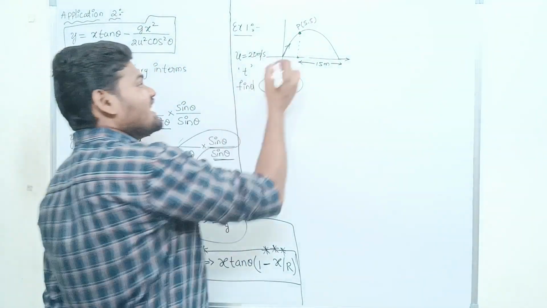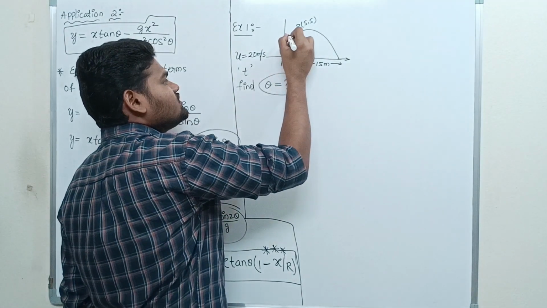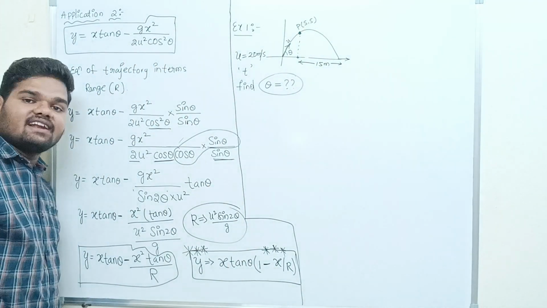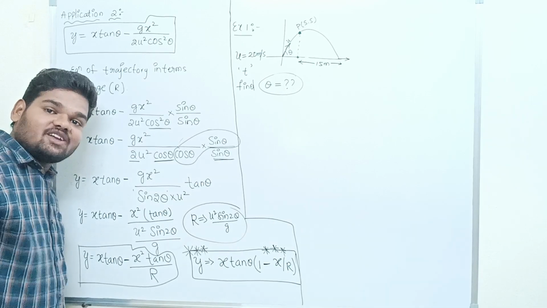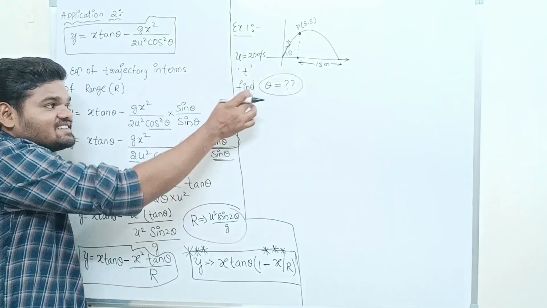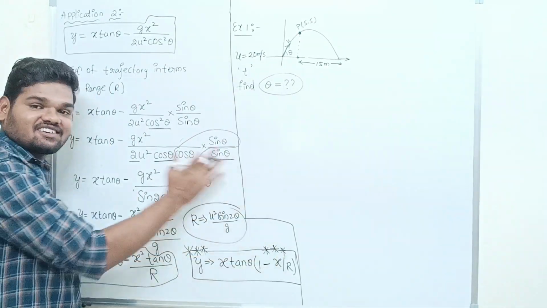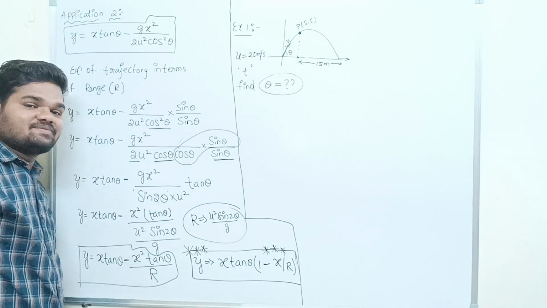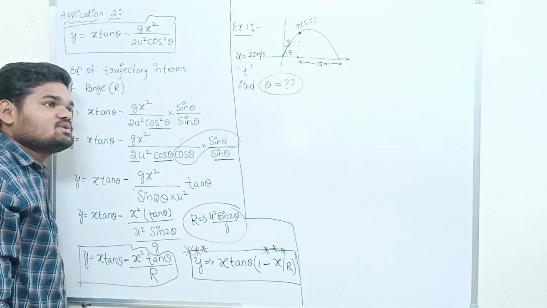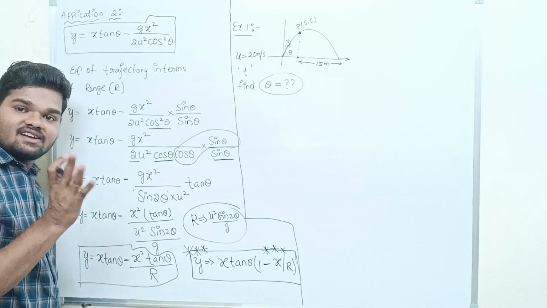So what we have to find? We have to find theta. They are given u. So how to find the angle theta? Pause the video and try the solution. This question is based on this concept only. Okay, 3, 2, 1, go.